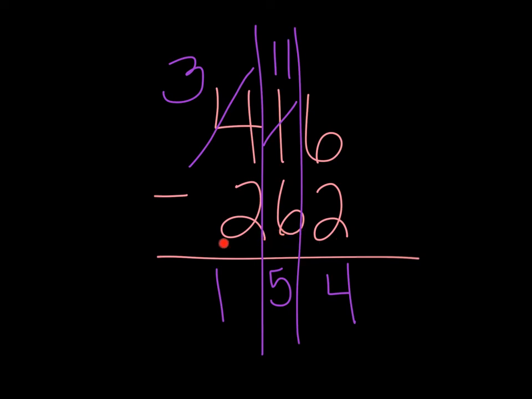So that's why it's so important that in every single column you check to see if the bottom is bigger. Because sometimes you'll have an easy street and then you'll have to borrow. So don't get ahead of yourself and think, oh, I didn't have to borrow here, so I don't have to borrow at all. Okay, good job on that problem.